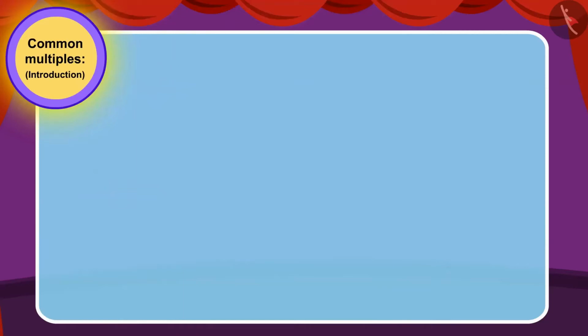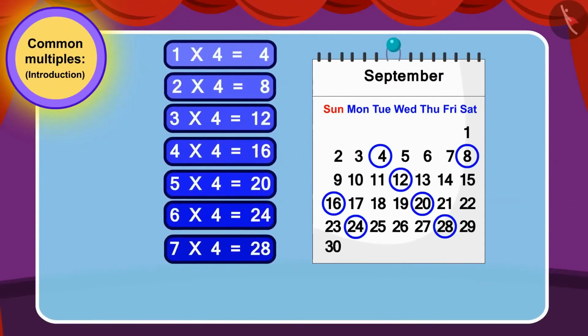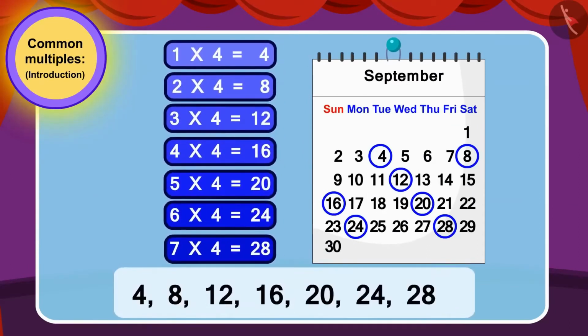Well done, children. Your answer is absolutely correct. We can find the answer by using tables of 4. Bablu's math class will be on 4, 8, 12, 16, 20, 24 and 28 on these dates.